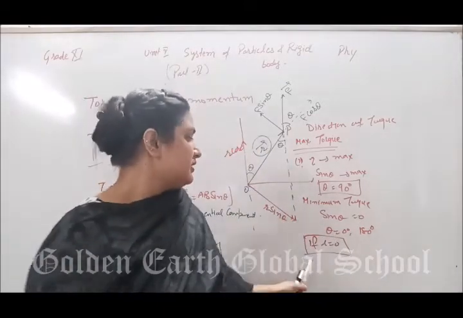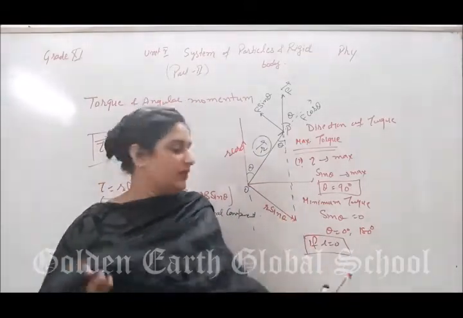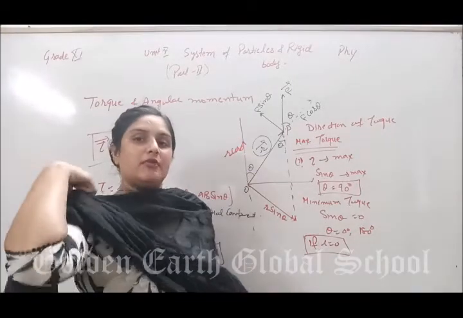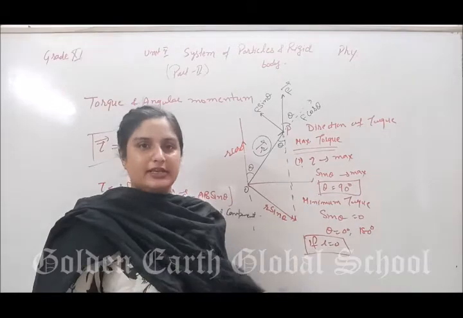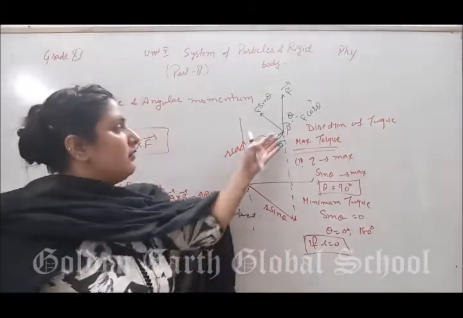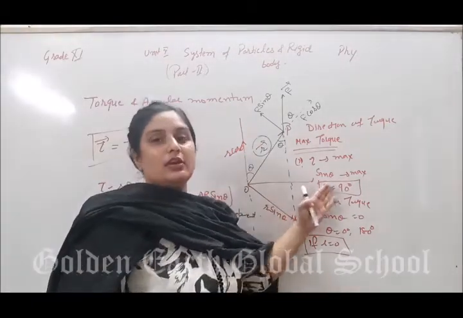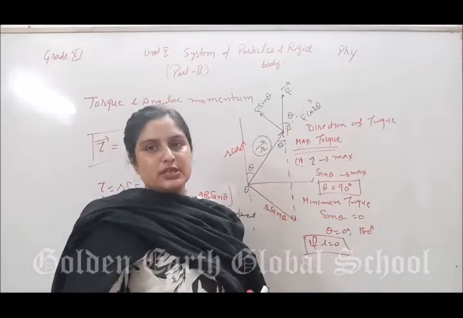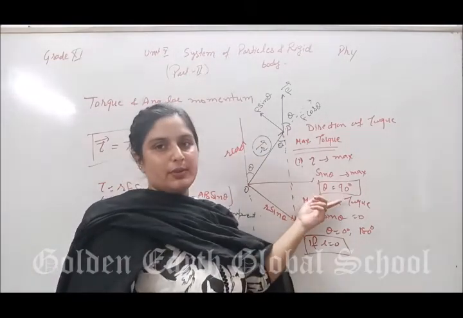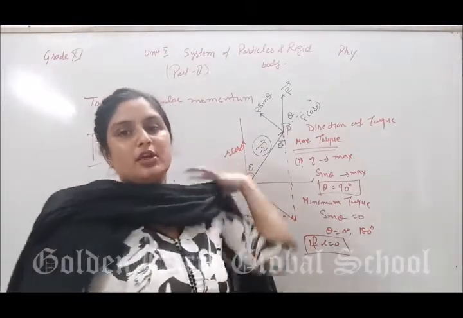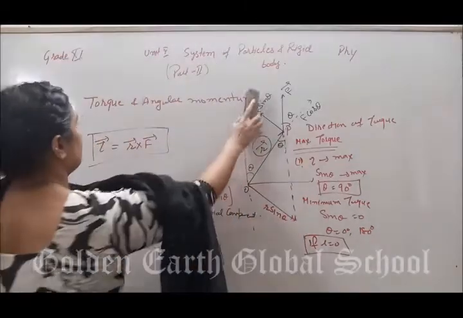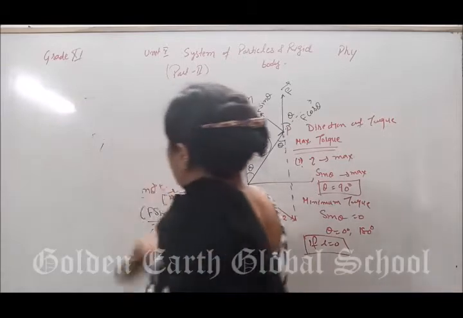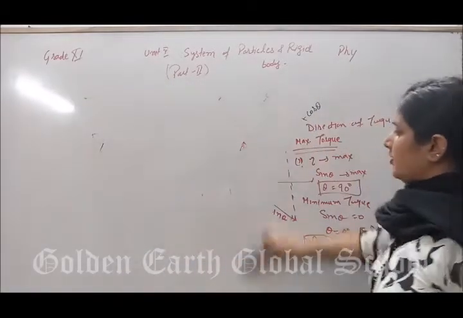In that case, the torque will be minimum. When R is 0, torque is minimum. When the angle of application of the force is 0 or 180 degrees, torque is minimum. And when the angle of application of the force is 90 degrees, the torque will be maximum and we can easily rotate the door. Clear? Next, we are going to write down the components of the torque.